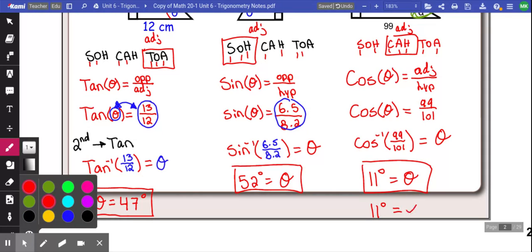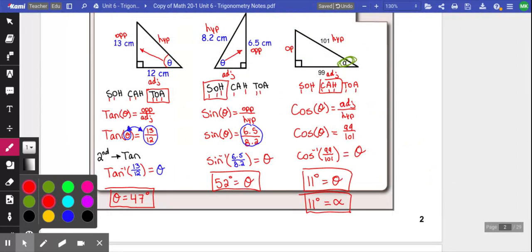11 degrees equals, I think that's alpha. I think the other one we've been solving for is theta. I don't know my Greek letters. I don't teach Greek class.